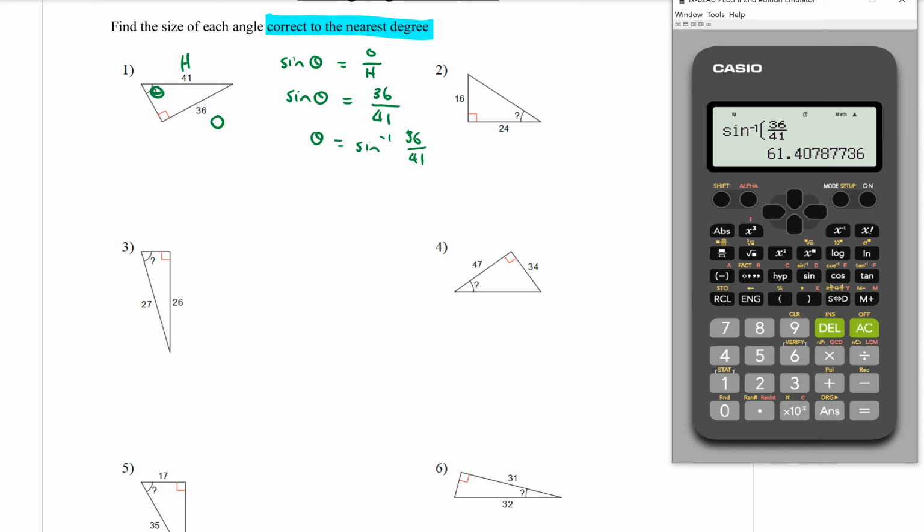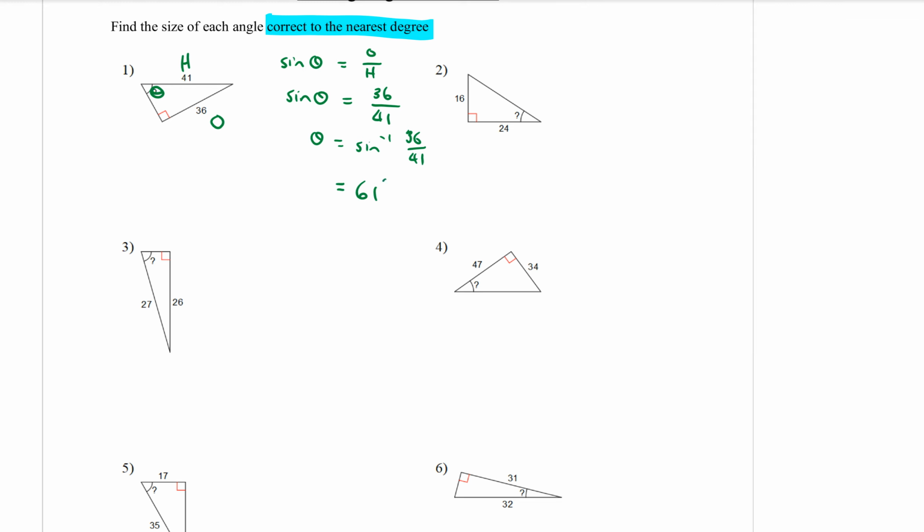So I don't need to worry about the bubble button. It's 61 degrees because it's a 0.4 that will round down. So just 61 degrees is all we need, and that's the answer. Okay, so you've got a few pages of those to do.